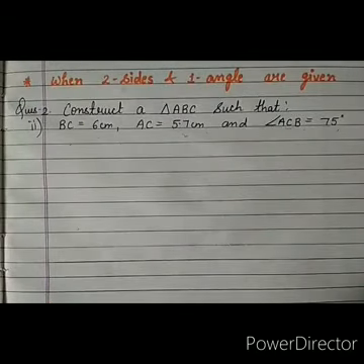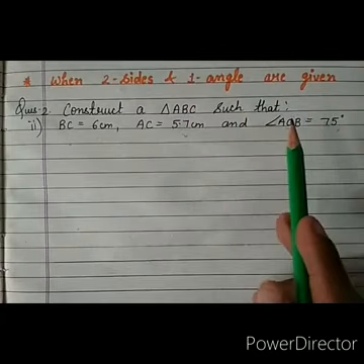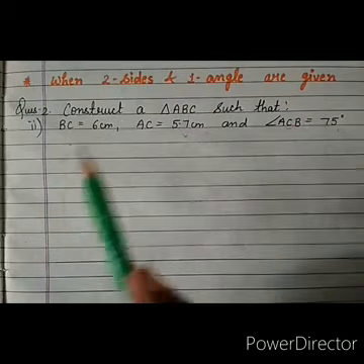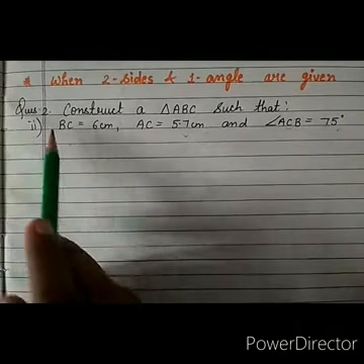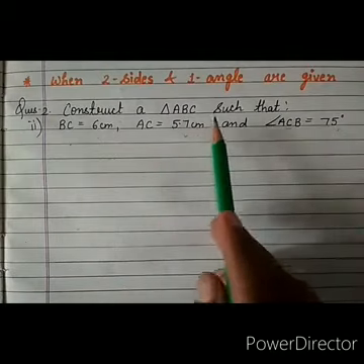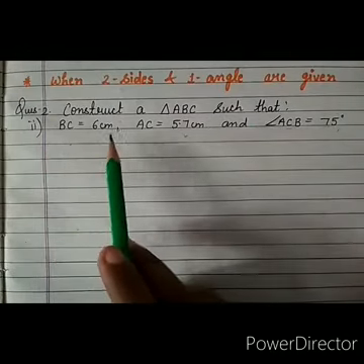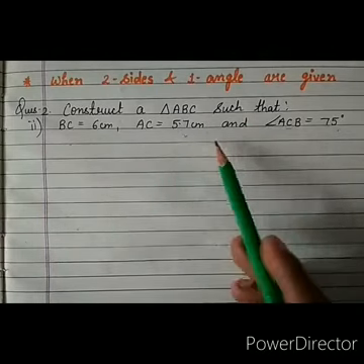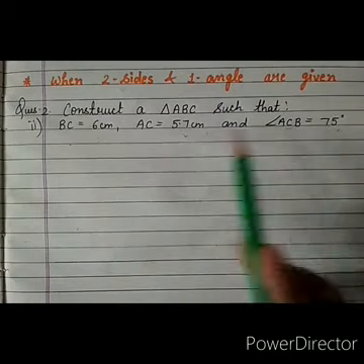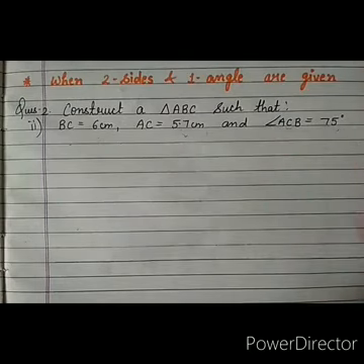Now in the second topic, we will learn how to construct a triangle when two sides and the included angle are given. Means two sides and one angle are given. So here I am taking question number 2. Construct a triangle ABC such that BC is 6 cm, AC is 5.7 cm and the included angle, which is angle ACB, is 75 degrees.